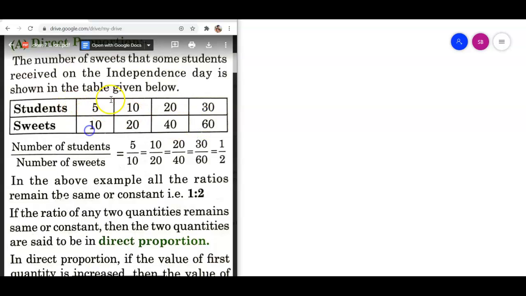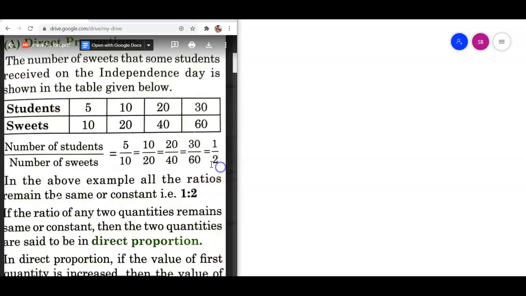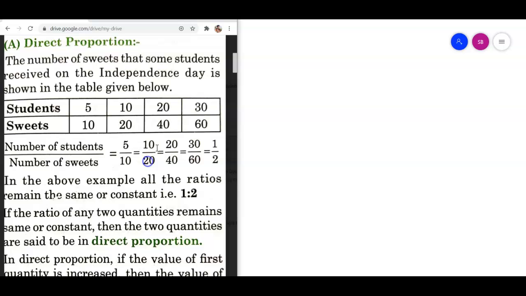If we try to see the ratio of number of students upon number of sweets, what we get is 5 upon 10. 5 ones are 5, 5 twos are 10. That is, when you divide this fraction 5 upon 10, you get the answer 1 upon 2. Same way, if there are 10 students, 20 sweets are distributed, that is 10 upon 20. If you divide this fraction, 10 ones are 10 and 10 twos are 20. So again you get 1 upon 2.